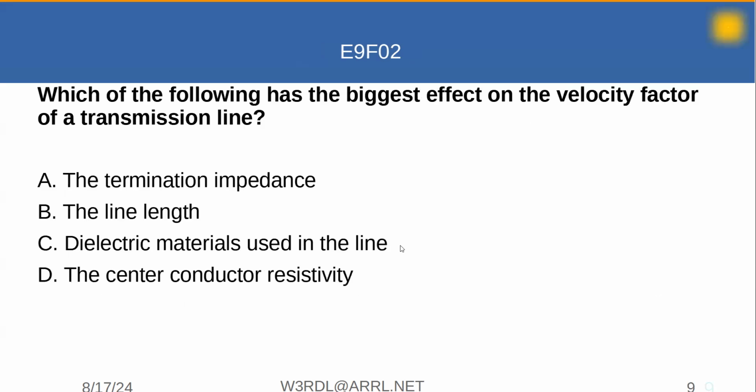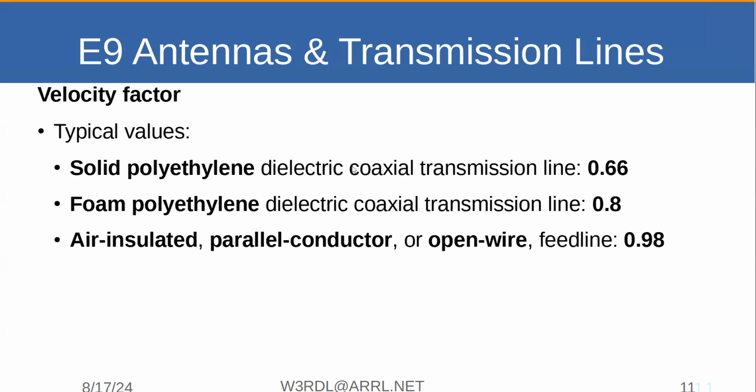Which of the following has the biggest effect on the velocity factor of a transmission line? Some typical values: polyethylene, the solid, is down to 0.66. Foam is 0.8. Air insulated or open wire is 0.98. And they usually use a figure of 0.95 for bare wire.